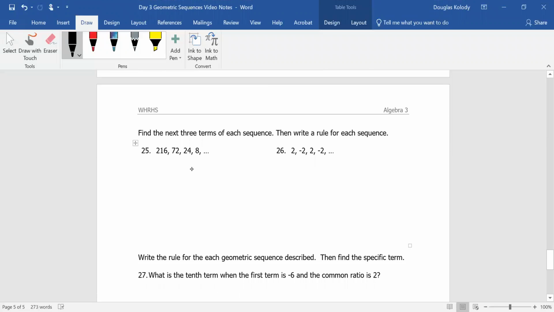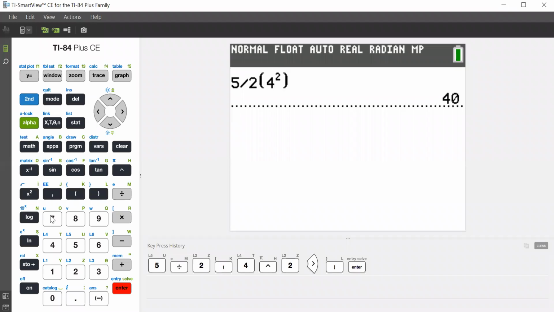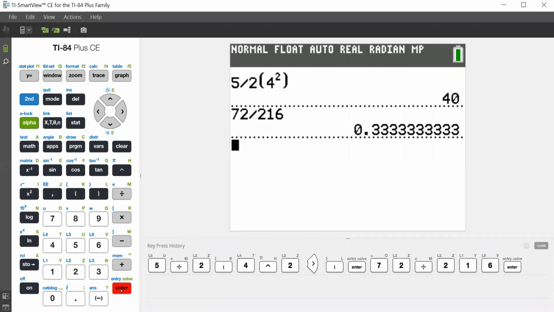Find the next 3 terms of the sequence. Write the rule. Okay, how do you find R? Find R, you can take any term divided by the previous term. And when in doubt, if you need to, go to your calculator. Okay, 72 divided by 216. And you're going to get a decimal right there. Now, 0.3 repeating, that's kind of easy. But if you're not sure, remember, how can you change a decimal to a fraction on your calculator? Math, enter, enter. And of course, it's 1/3. So R equals 1/3.